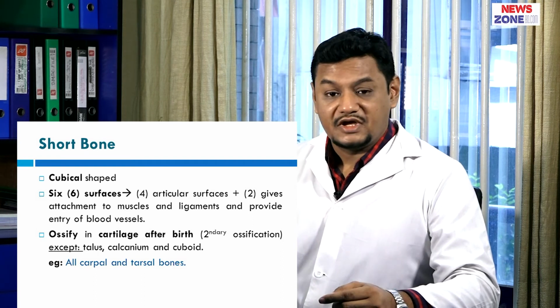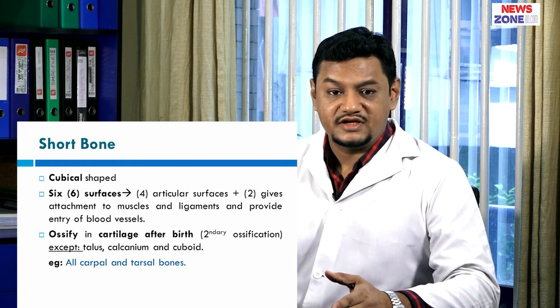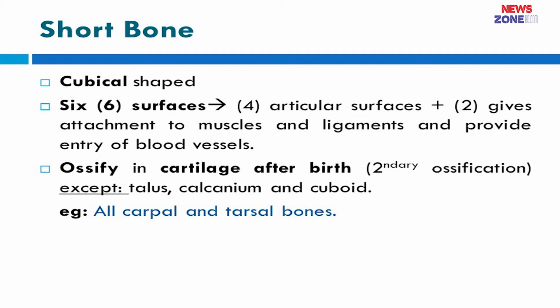These types of bones are actually intracartilaginous. So this type of ossification is commonly present in the carpal and the tarsal bones. That means all these types of bones are actually developed after birth, except a few tarsal bones which appear before birth, like the talus, calcaneum and the cuboid.